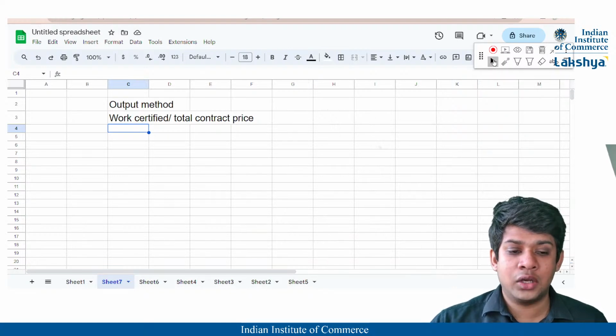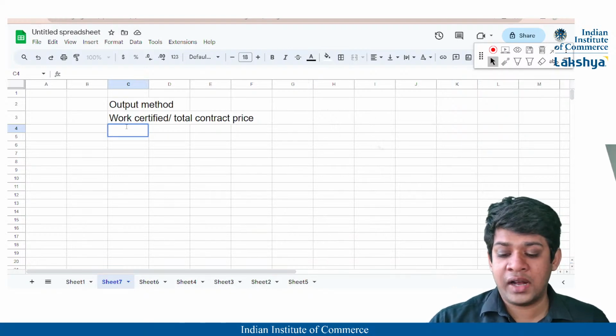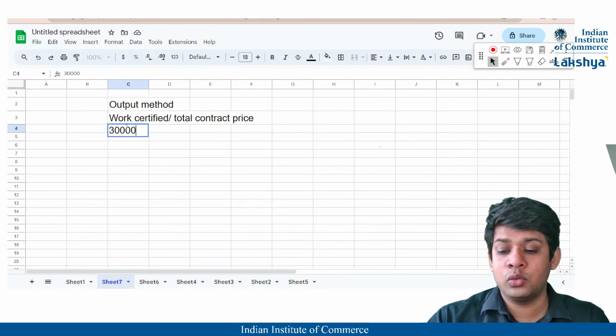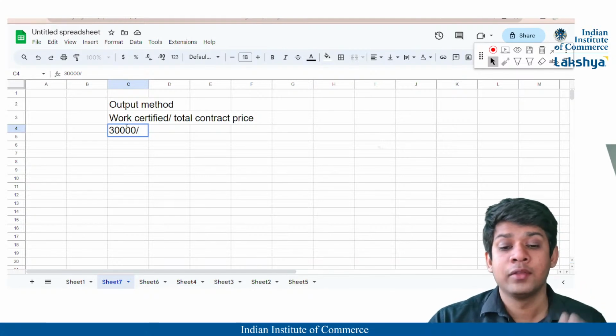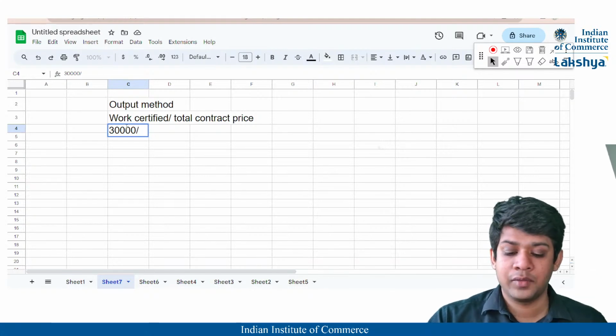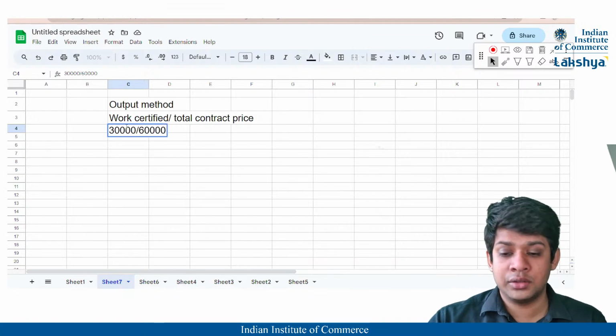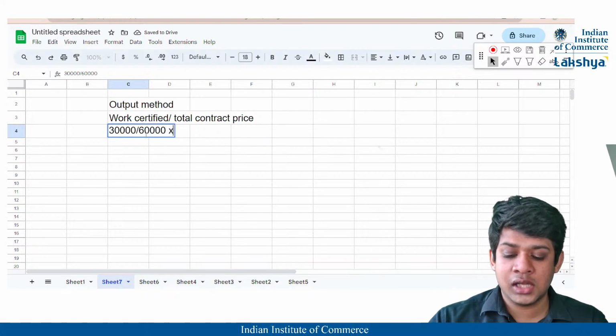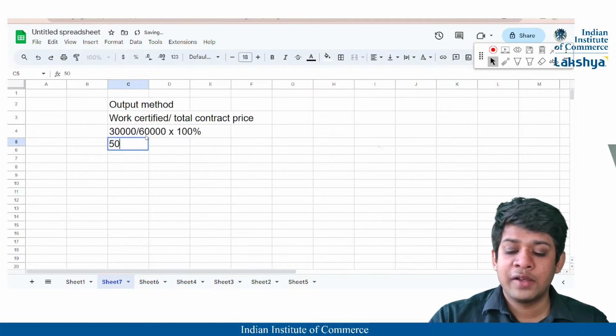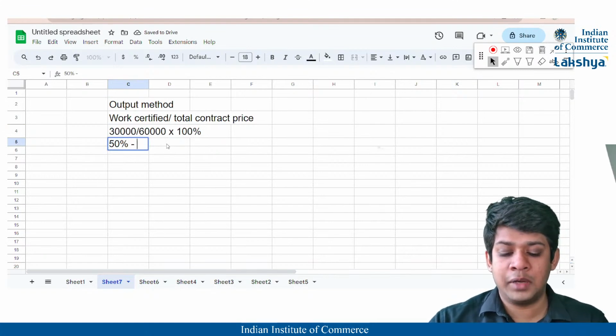So it is simply calculated as the work certified. Here, the example that I gave you was 30,000, divided by the total contract price, which is nothing but the total amount that the customer is going to pay me for the construction of this building, right? So that will be 60,000, correct? So 30,000 divided by 60,000 into 100%, you will get 50% as your completion, right? Is your progress.